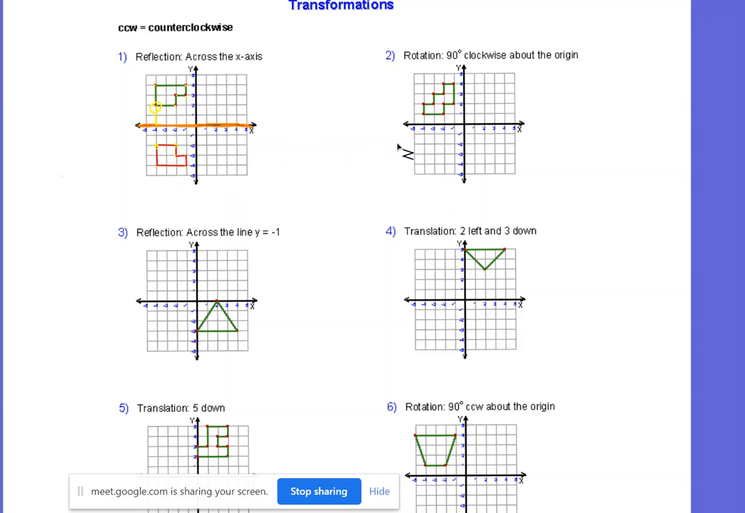So it's like a mirror image of it? That's exactly what a reflection is. It is a mirror image of the original object. Okay. All right. Would you like to do number 2 together?